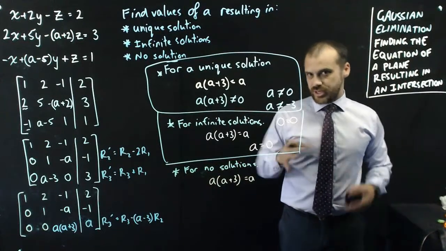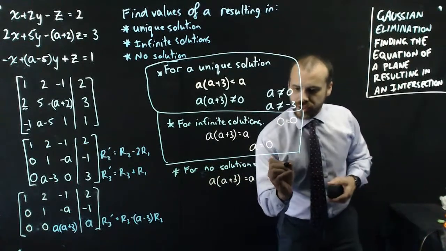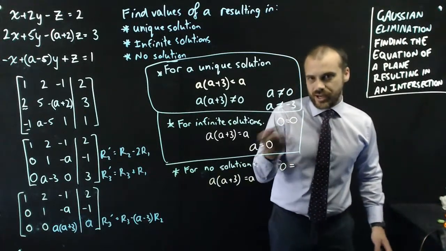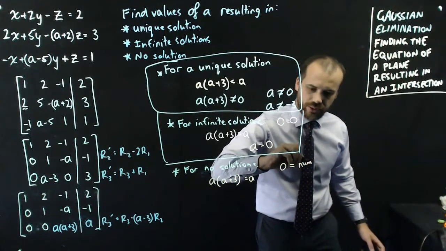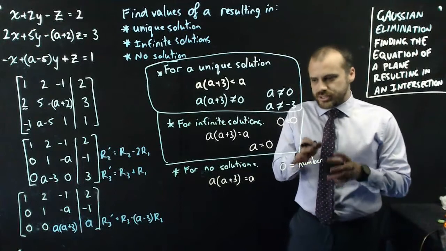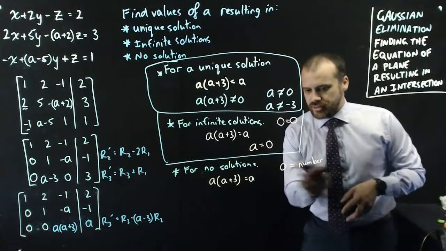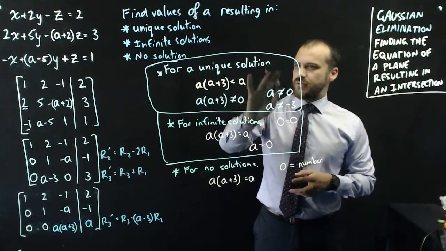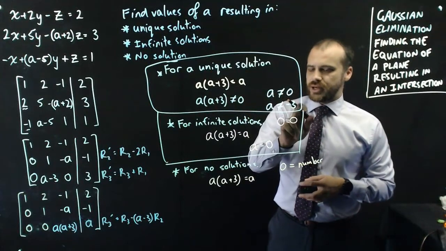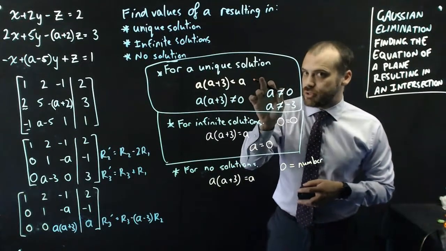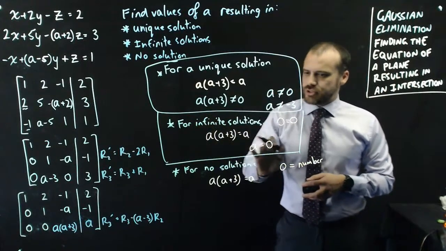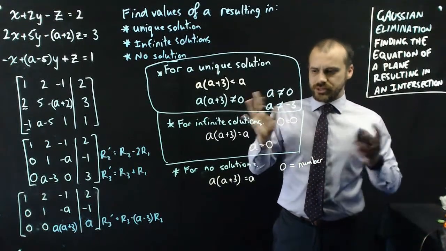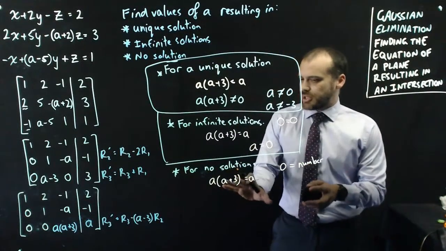Finally, we come down here to no solutions. For no solutions, I need it to come up with some sort of contradiction. Usually it looks something like 0 equals a number. So what can I sub into this that will result in this contradiction? Well, here I said I could have any value for a except for 0 and negative 3, and that would give me a unique solution. Here I said that for infinite solutions, a equals 0 will give me infinite solutions. But what about this negative 3? What does that do? Well, it becomes pretty clear when we put it in there.